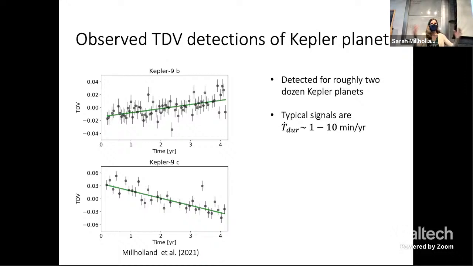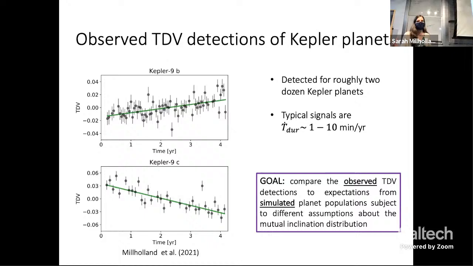And as such, this can be used to constrain the underlying distribution of these mutual inclinations. So the key idea and goal of this analysis was to compare the observed distribution of TdV detections from Kepler to what we would expect to see from simulated planet populations that were subject to different assumptions about the mutual inclinations.